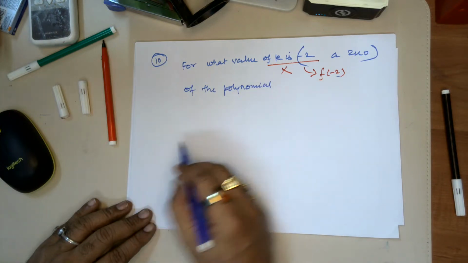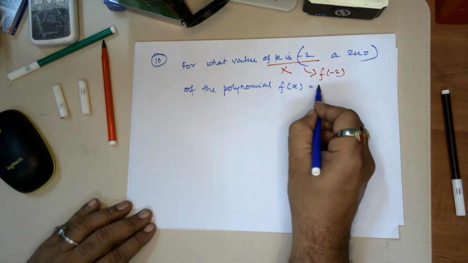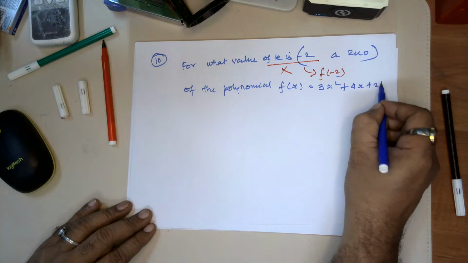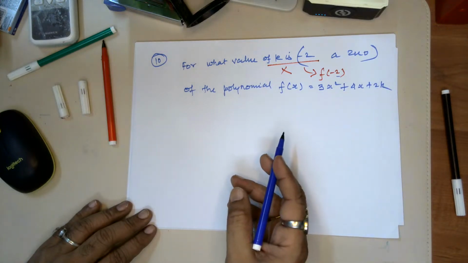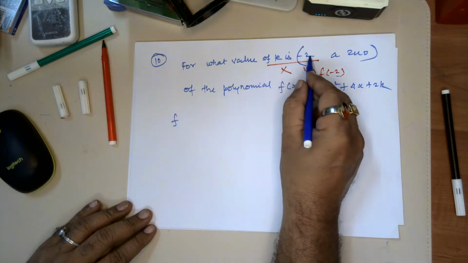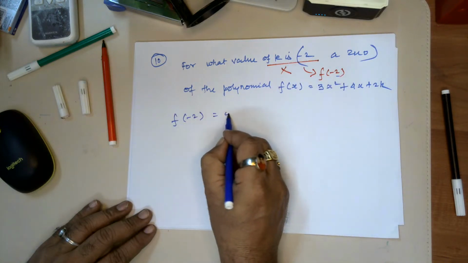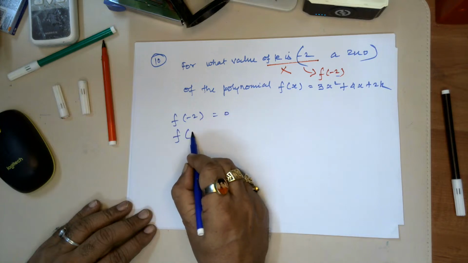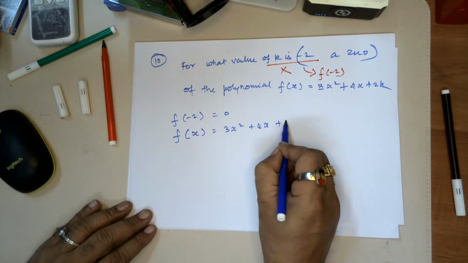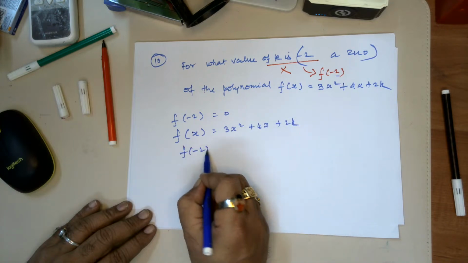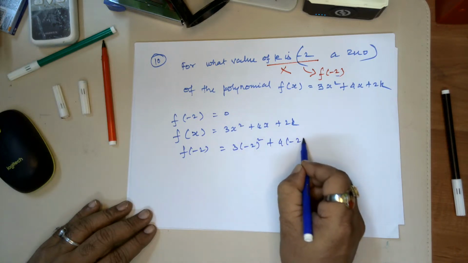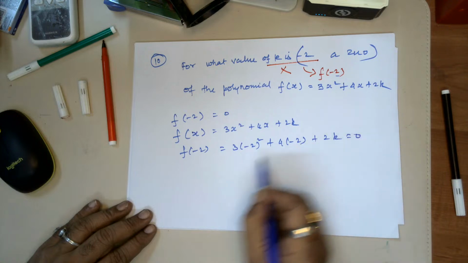Of the polynomial f of x is equal to 3x squared plus 4x plus 2k. Can you try this sum? The given polynomial is f of x, so minus 2 being a zero means f of minus 2 is 0. Therefore, f of minus 2 is equal to 3 into minus 2 the whole squared plus 4 into minus 2 plus 2 into k is equal to 0.